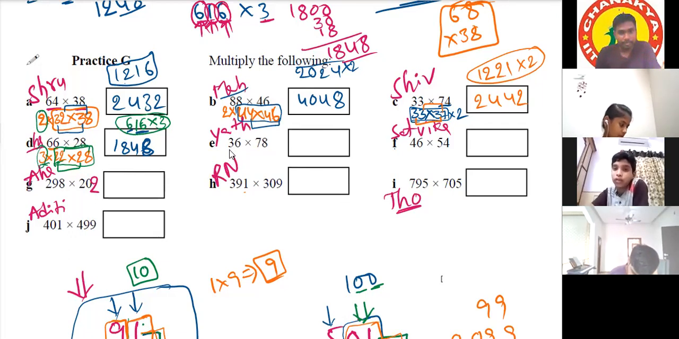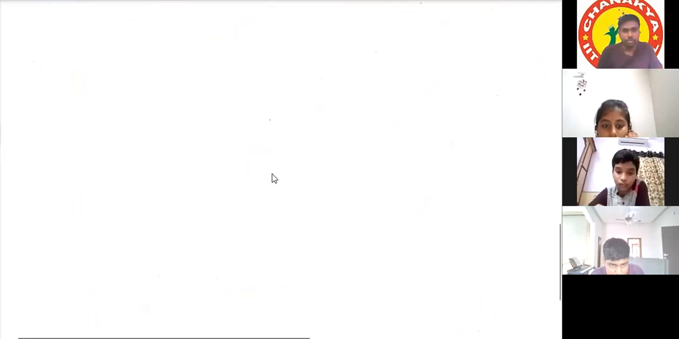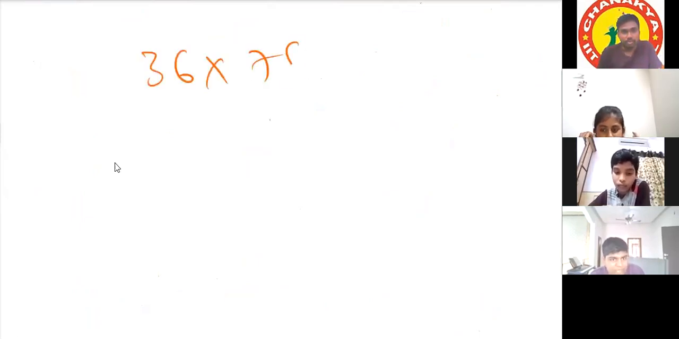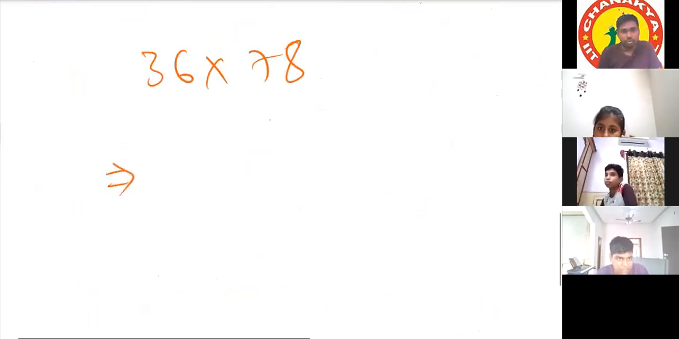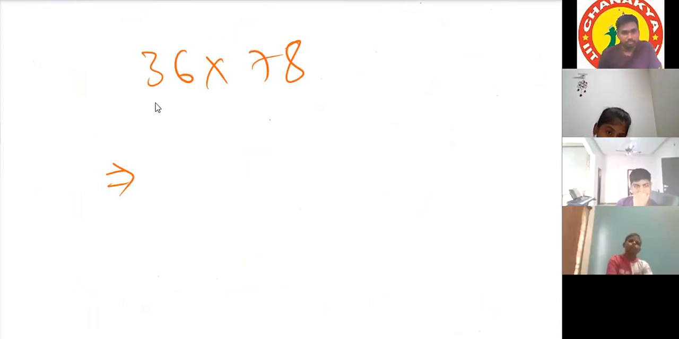Okay, 36 into 78, that is your question. Sir, we can divide 78 by 2, we will get 39, but it will not match our shortcut. We need 34 for the shortcut. We have to convert this question so that we can apply the shortcut.